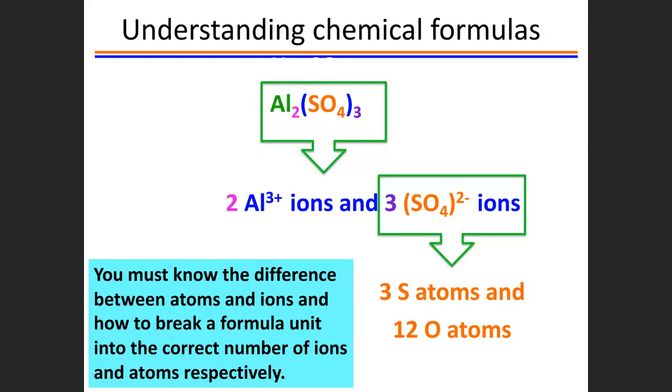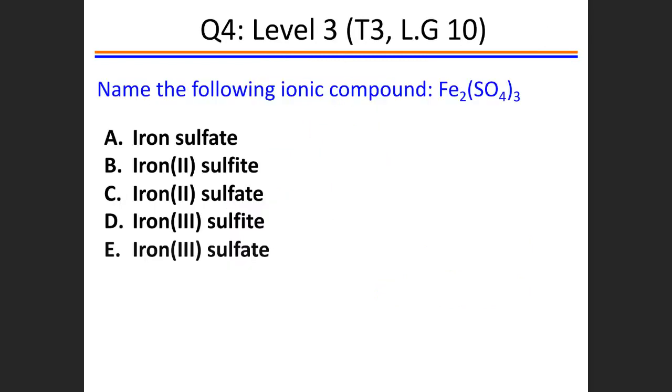Understanding chemical formulas: you must know the difference between atom and ion and how to break a formula unit into the correct number of ions and atoms respectively. We already learned the crisscross, and we know how to write the valency, so you guys are fine here. Now we have some examples, and actually that's all about topic 3. So let's see some examples here.